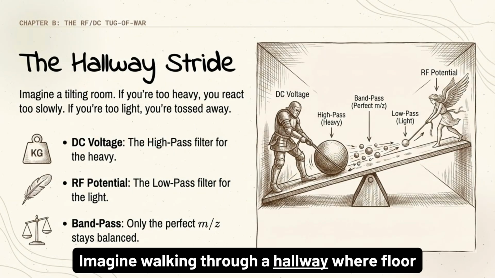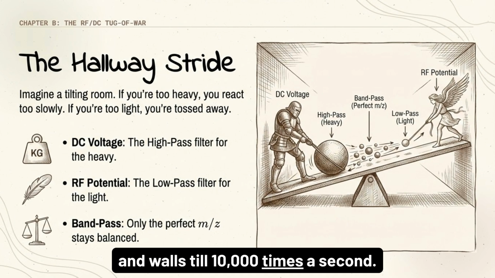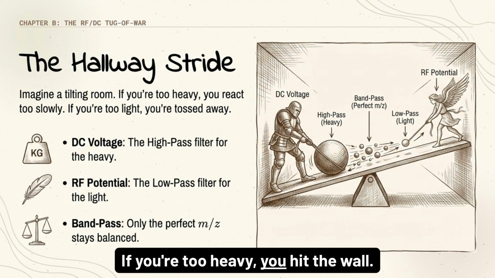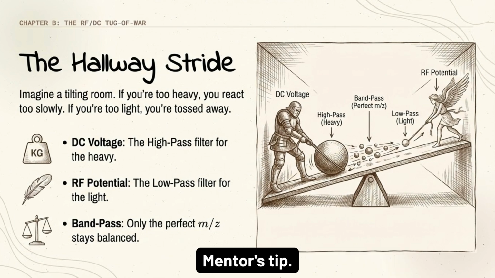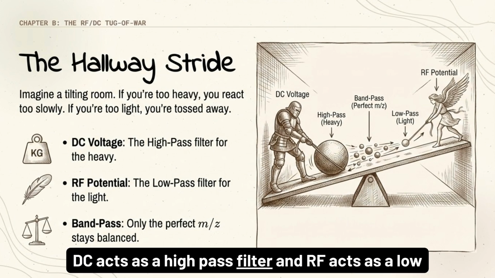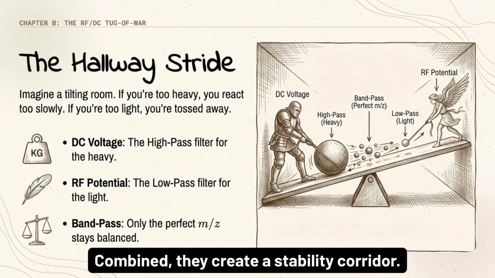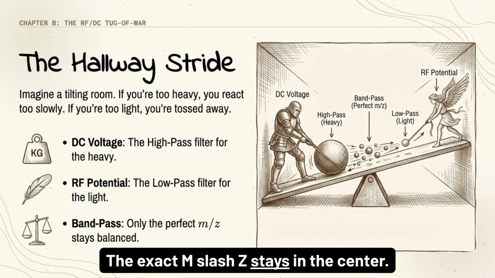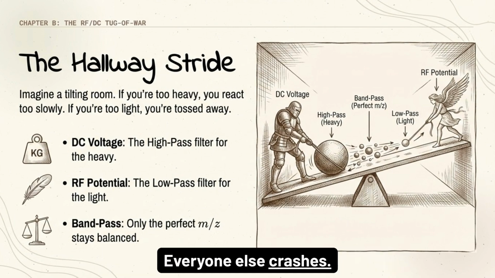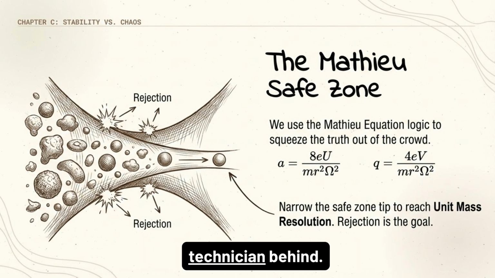Imagine walking through a hallway where floor and walls tilt 10,000 times a second. If you're too heavy, you hit the wall. If you're too light, you get tossed like a leaf. Mentor's tip: DC acts as a high-pass filter, and RF acts as a low-pass. Combined, they create a stability corridor. Only the ion with the perfect stride, the exact m/z, stays in the center. Everyone else crashes. This is where the specialist leaves the technician behind.